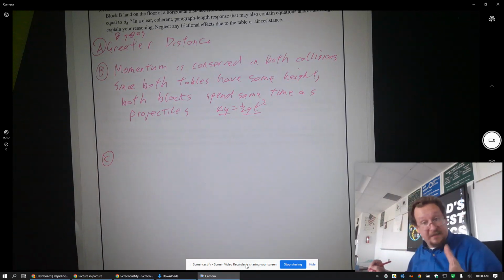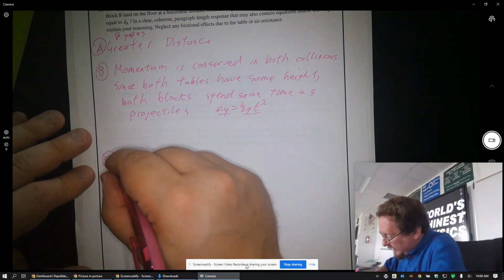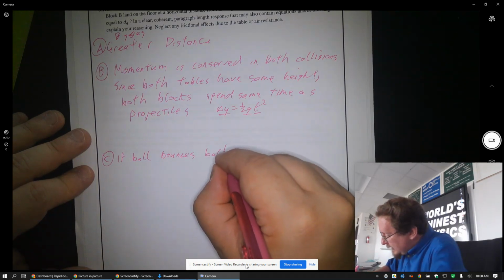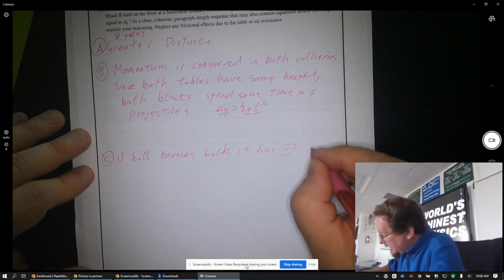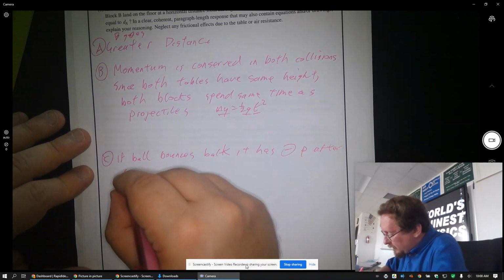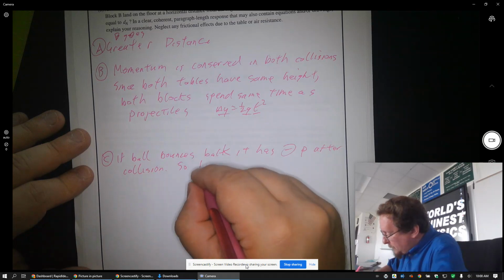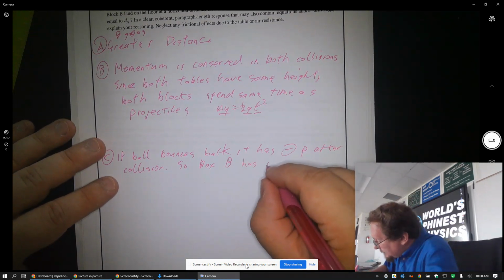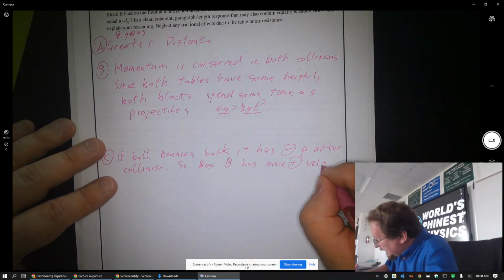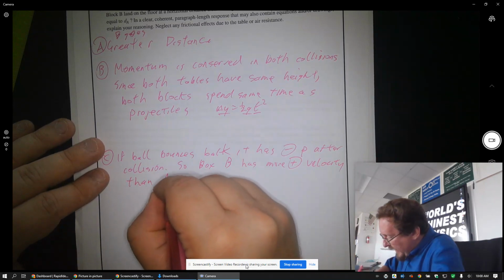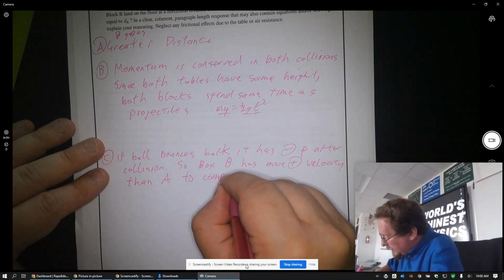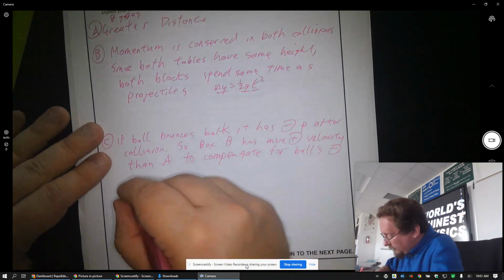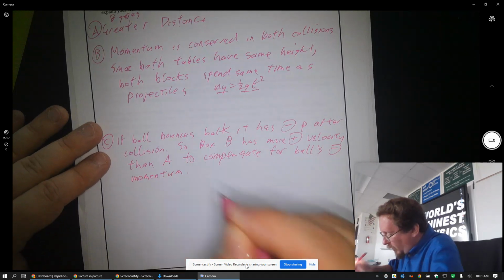What's some connecting to this problem here? So I'm going to connect this problem. I'm going to say if the ball bounces back, it has negative momentum after the collision. Okay. So block B, is it a box or a block? Oh, it's a block. I don't even care. Block B has more positive velocity than A to compensate for the ball's negative momentum. Okay, so there we go.